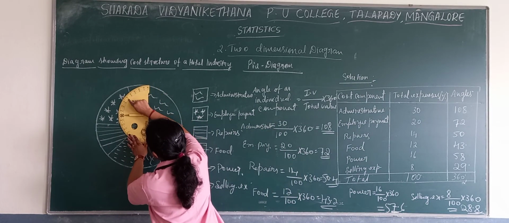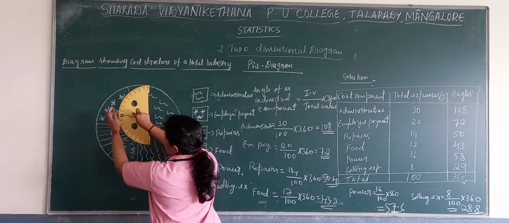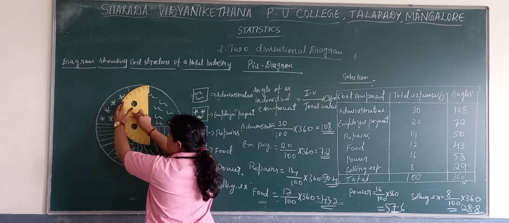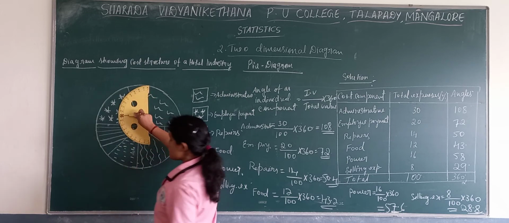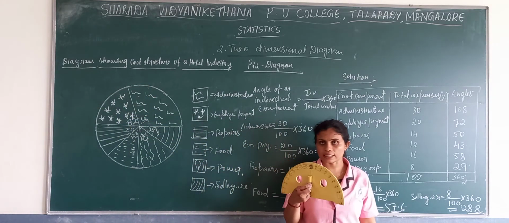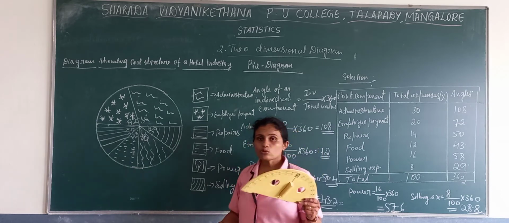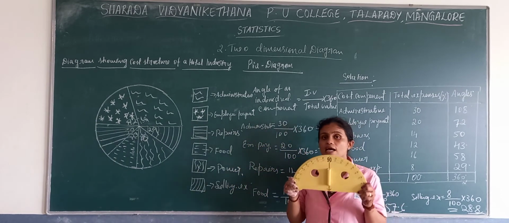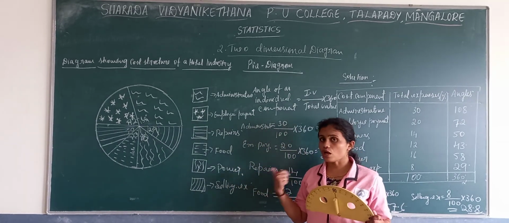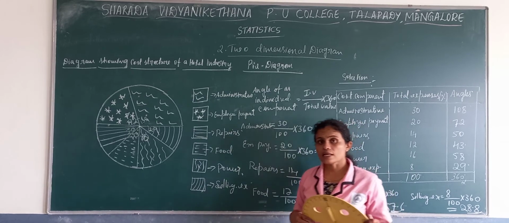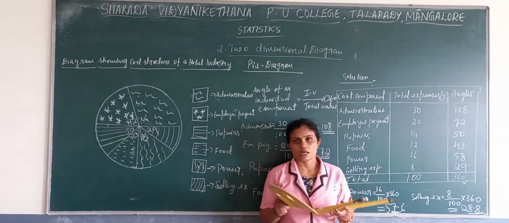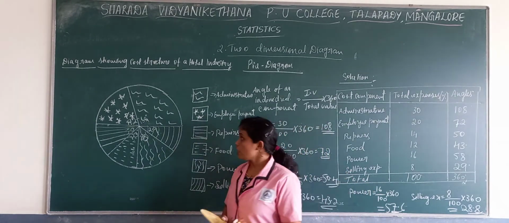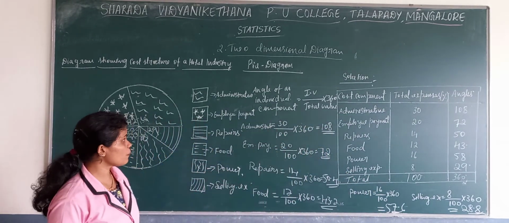Which one is below? Above, some values are there, and below, some values are there. For the below one, we need to start from 0. Once you observe the protractor, it will be clear. You must have a protractor in order to draw a pie diagram. Even in the exam, you should have a protractor as well as a compass. Now this is about the pie diagram.